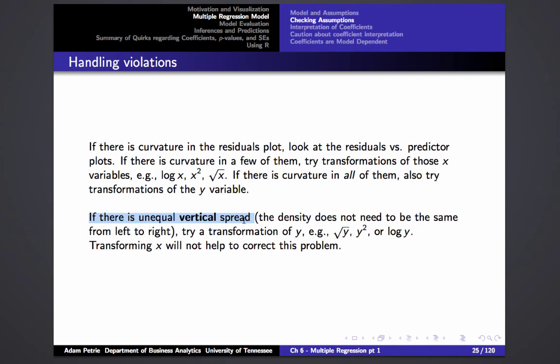What's our strategy? Well, the only thing that's going to help us out here is to try a transformation of y, like predicting the square root of y from our predictor variables. Transforming x does not help to correct the problem.